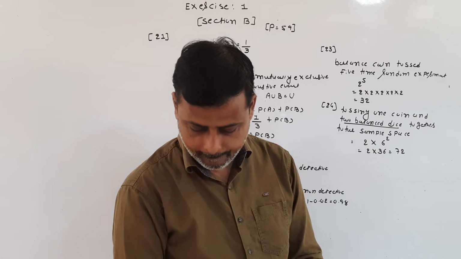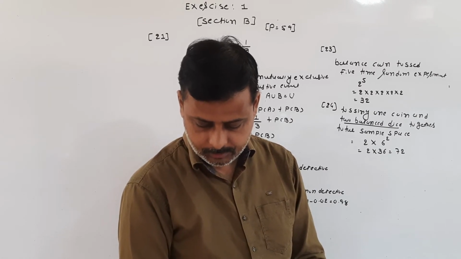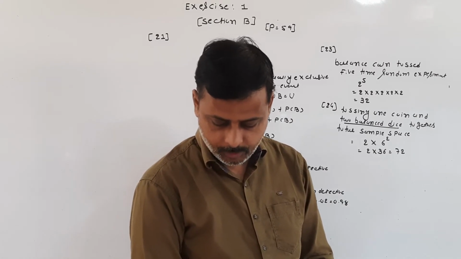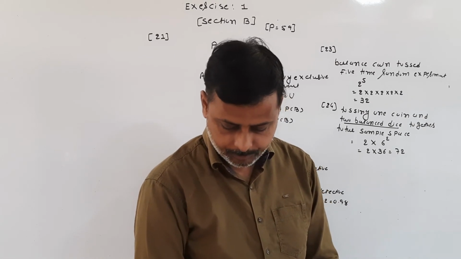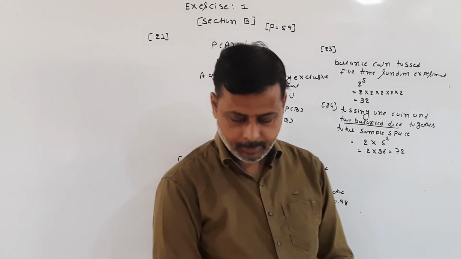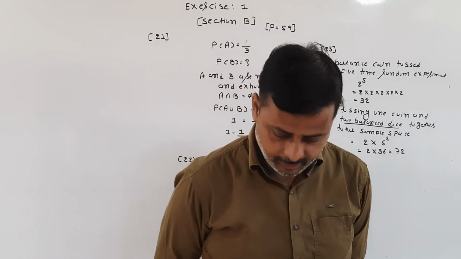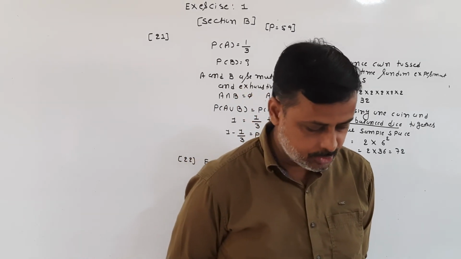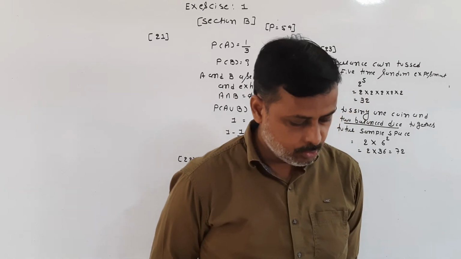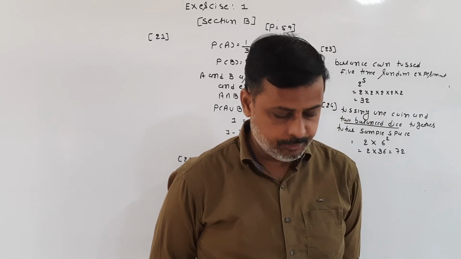Number 25. Is it possible that P of A is 0.7 and P of A union B is 0.45 for 2 events A and B of a sample space? So here the given values.